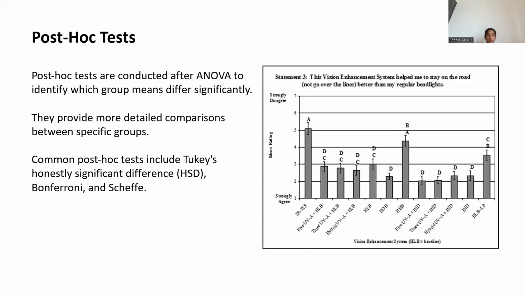Post hoc tests. Post hoc tests are conducted after ANOVA to identify which group means differ significantly. They provide more detailed comparisons between specific groups. Common post hoc tests include Tukey's Honestly Significant Difference, Bonferroni, and Scheffé.